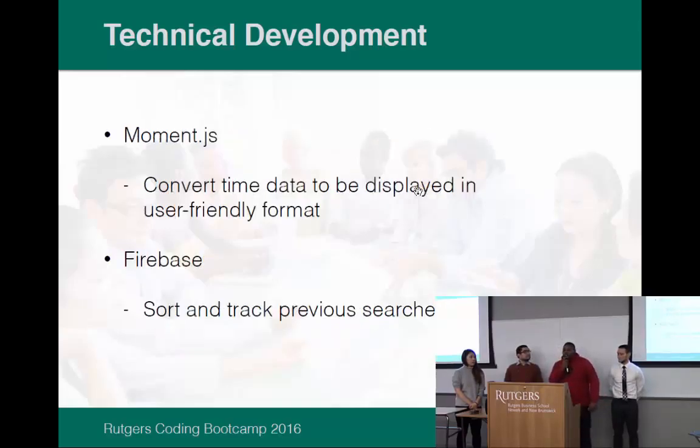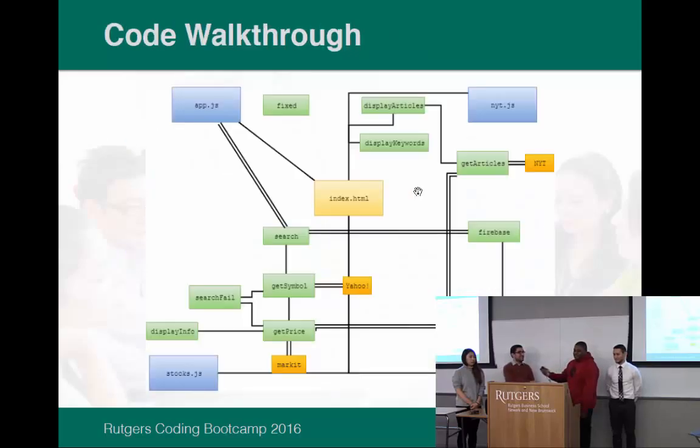The next two APIs we used were moment.js to provide the user a user-friendly format to view the time and see the date at which the articles were presented. Also, we used Firebase to sort and track previous searches. So all searches were pushed to our database, and then we would populate our footer with popular searches and the most recent searches. I'm now going to pass it on to my man Lewis to explain the code.